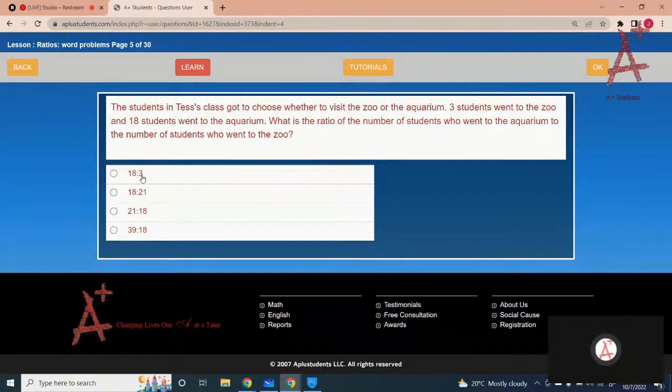Very good. Because 18 of them want to go to the aquarium and 3 of them to the zoo, and you have to write the ratio of the aquarium to the zoo. So aquarium is 18 and zoo is 3. Very good. It is 18 ratio 3.